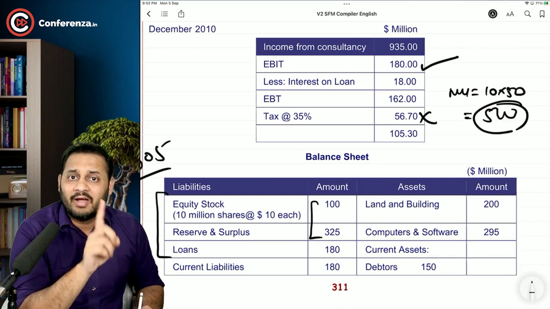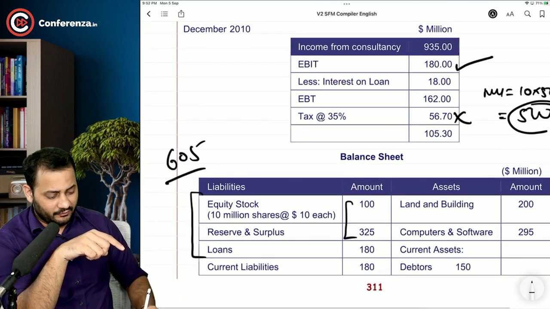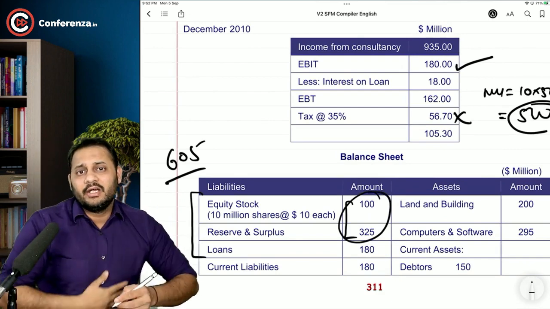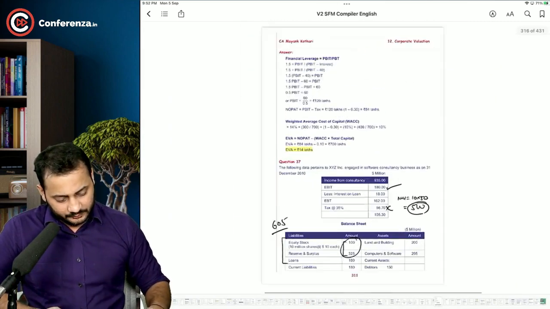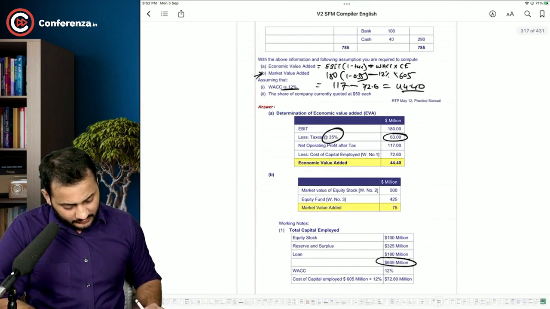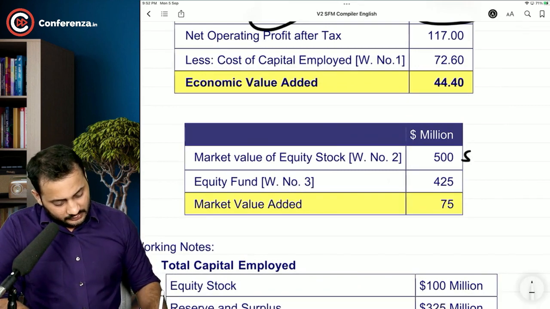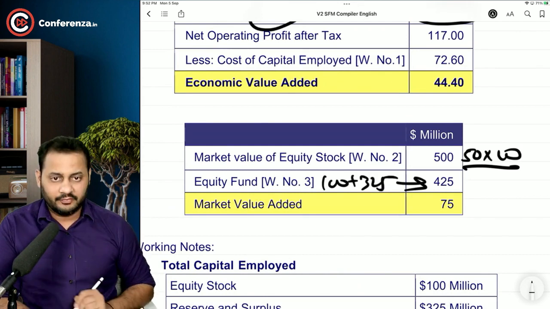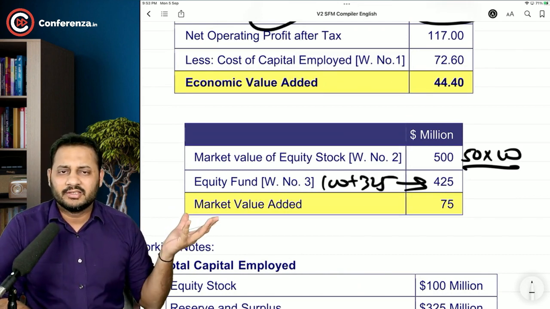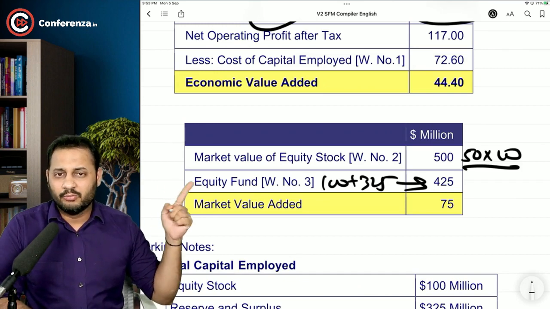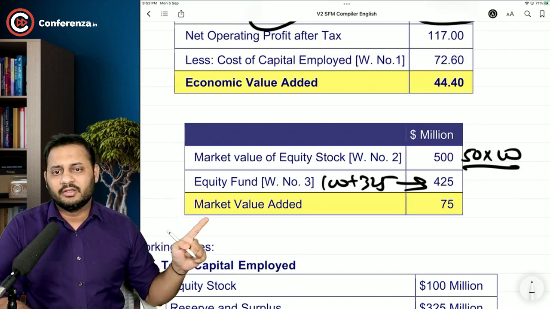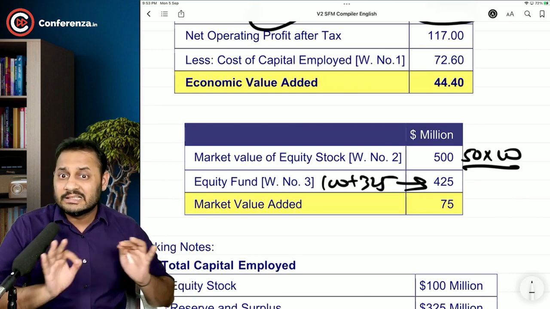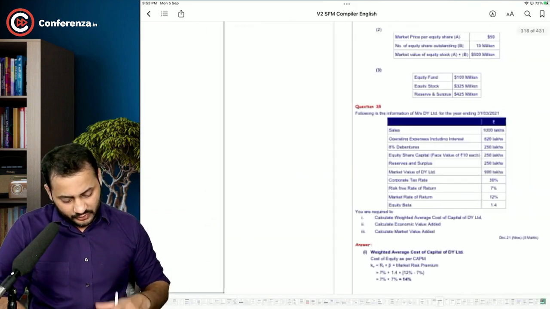500 is the market value of equity and 425 is the book value of equity. So how much is the market value added? Market value minus the book value. That's 75. 50 into 10 and 425. 100 plus 325. Got it? Market value added. Simple. Market value of the equity minus book value of the equity. The difference will be the extra value of equity in the market. Simple concept. Okay, let's come to the next question now.